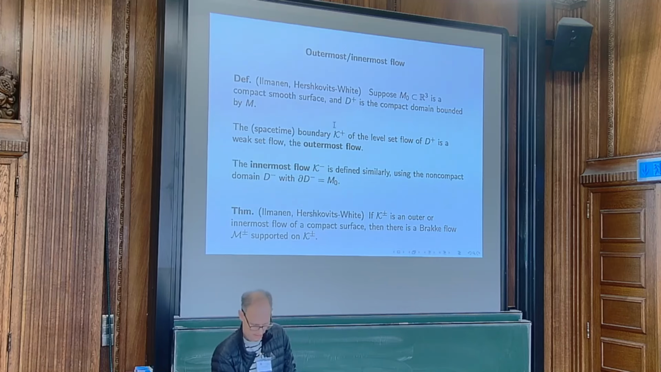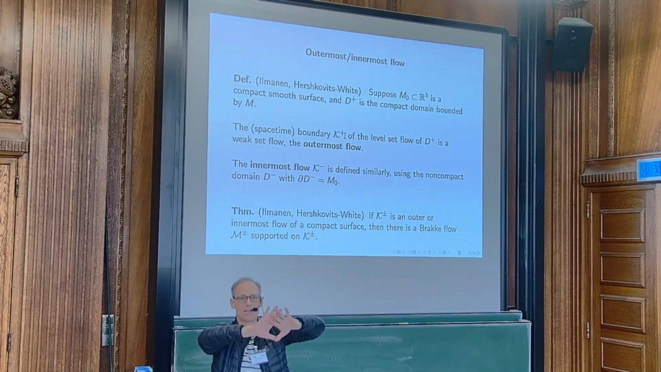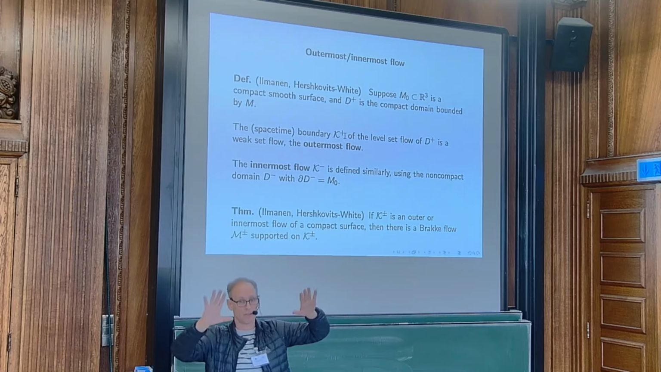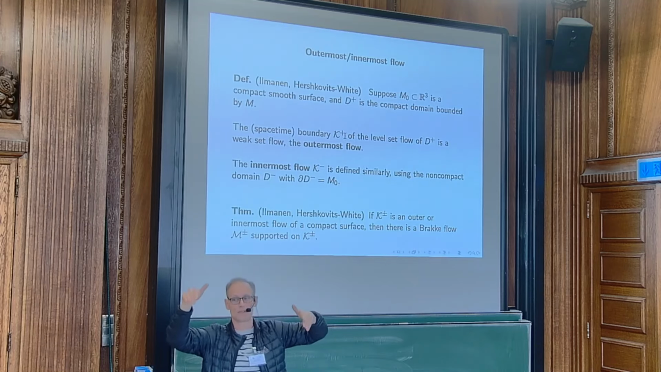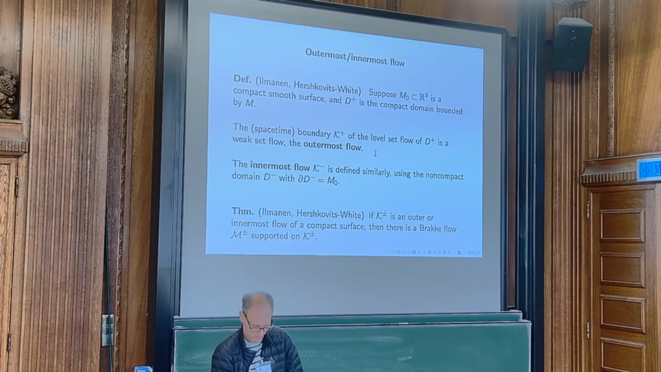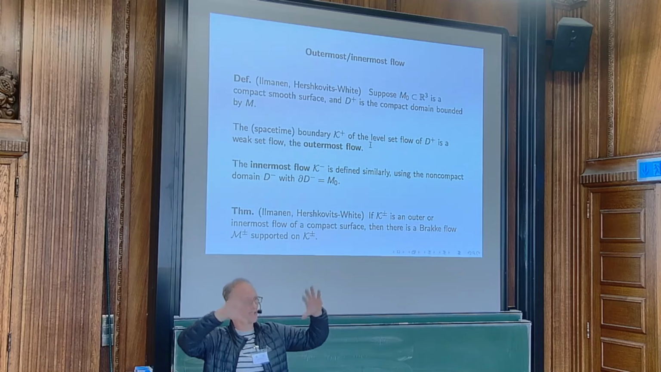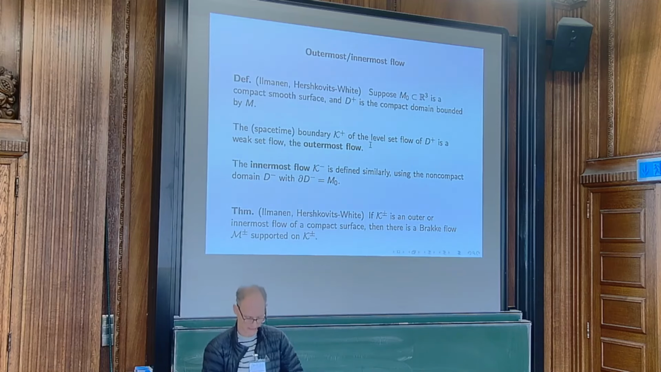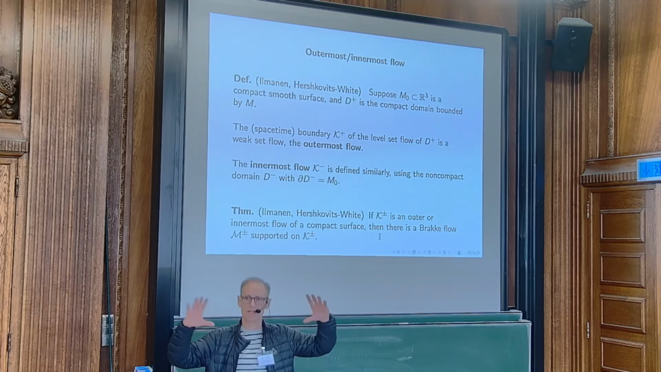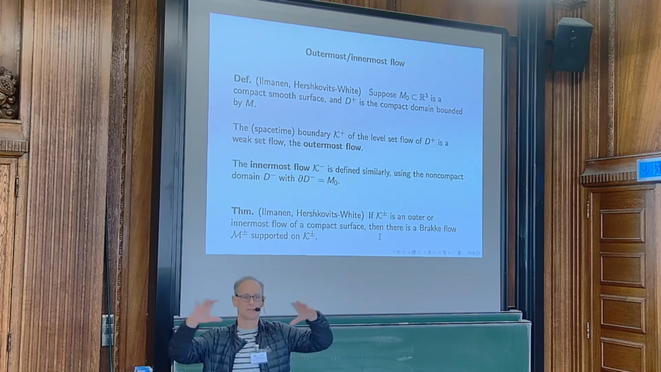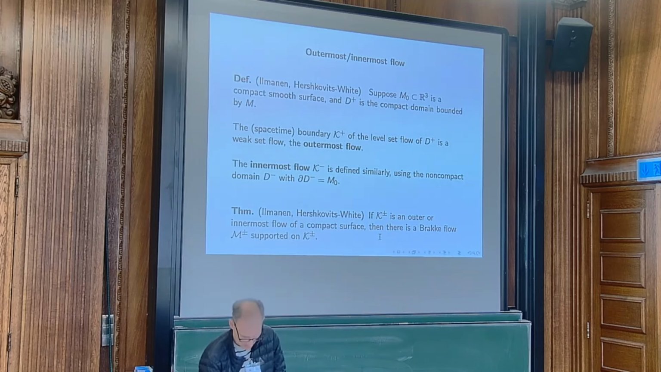And then you take the space-time boundary of that, which I'll call K plus. So you take the surface, you look at the inside. Instead of evolving the surface, you evolve the inside by the level set flow, and then you take the space-time boundary. That you call the outermost flow. And you can do the same thing using the outside instead of the inside, and that's the innermost flow. It turns out that these are still weak set flows, and there's also a Brakke flow which lives in between them. So this is sort of a partial reconciliation of the two approaches.